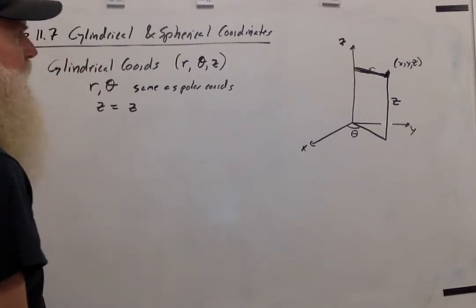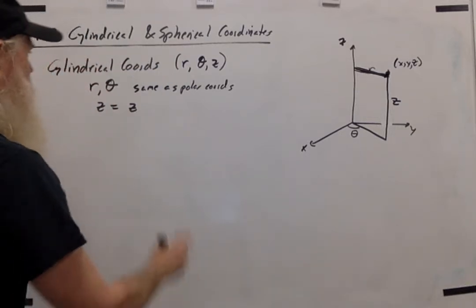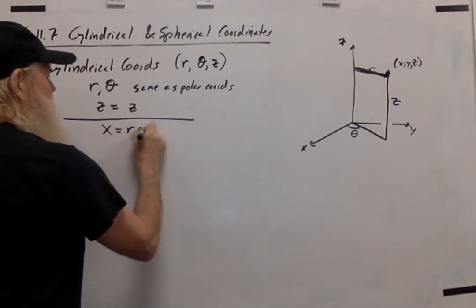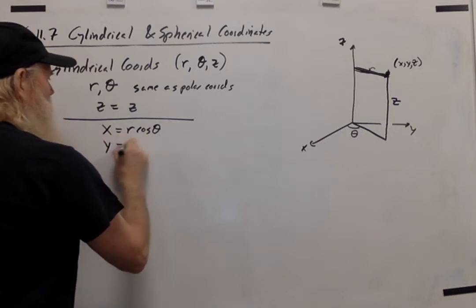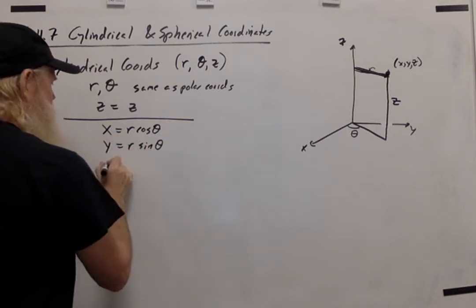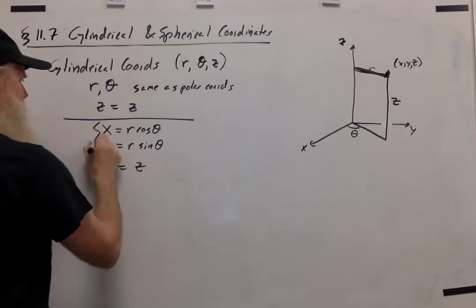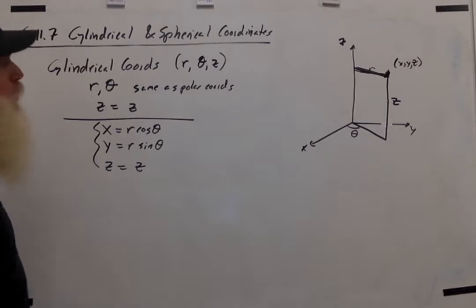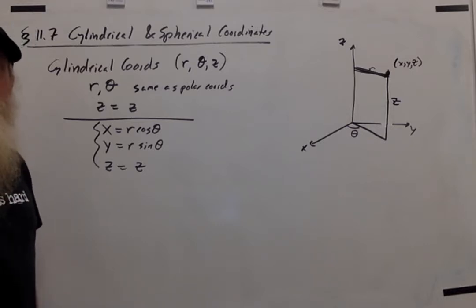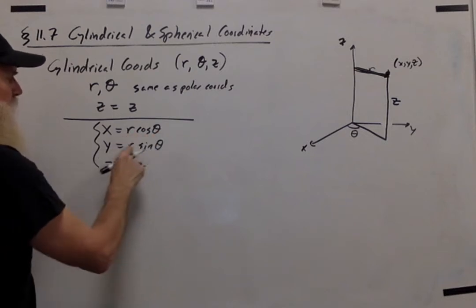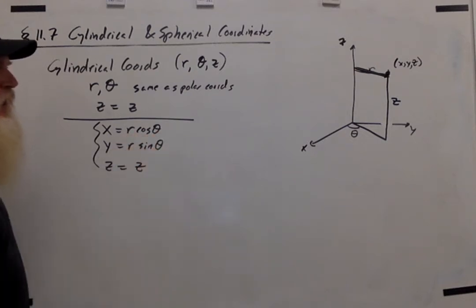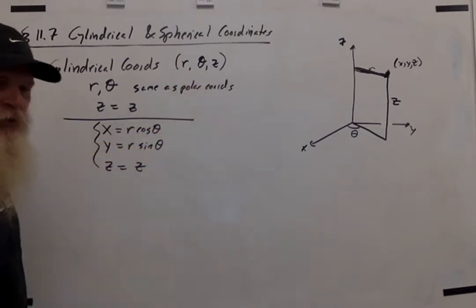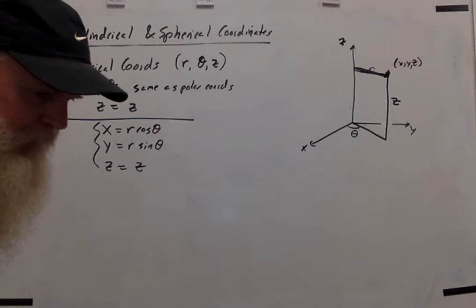So to translate between cylindrical coordinates and rectangular coordinates, just like in polar coordinates, x is r cosine theta and y is r sine theta, and z is just equal to z. Since cylindrical coordinates are used to parameterize points in space, there are three coordinates. Since I can define any point in three-dimensional space using cylindrical coordinates, I have three cylindrical coordinates.